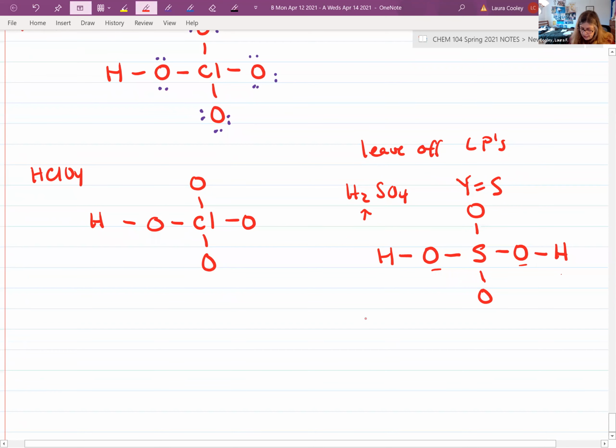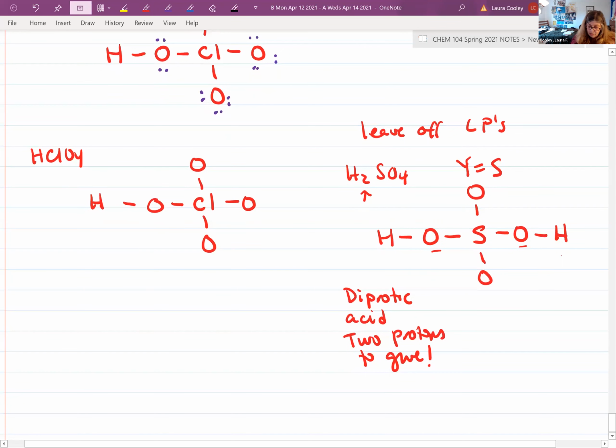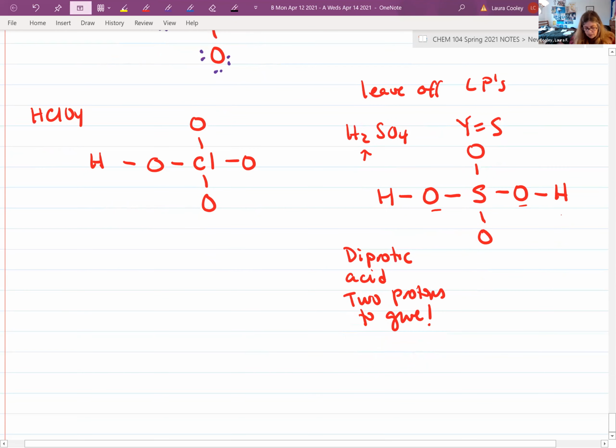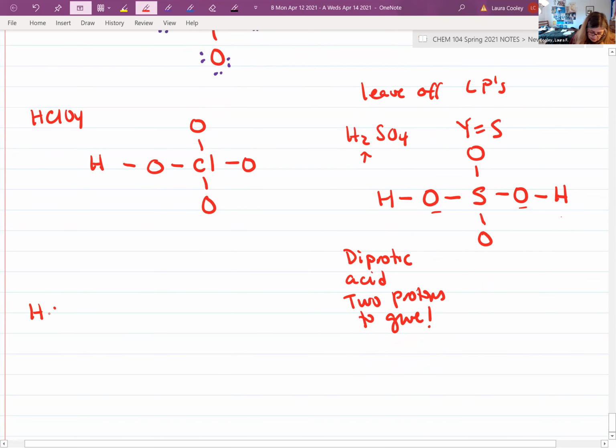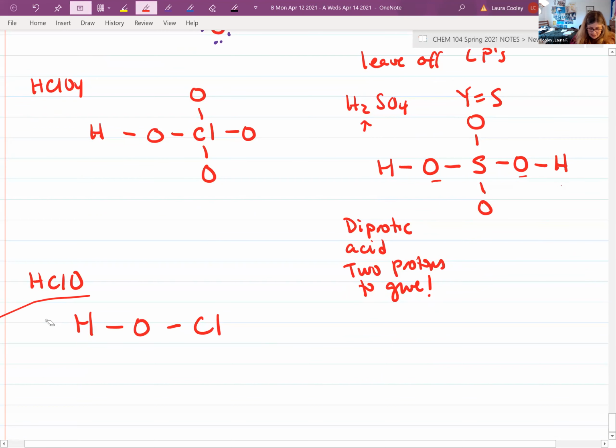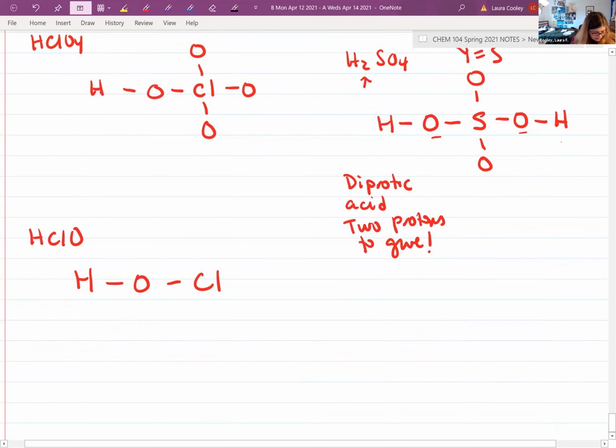Okay, so this is what we call a diprotic acid. It means it has 2 protons to give. Okay, so that is the structure of H2SO4. These are strong acids, so, you know, why? Well, I'll explain that in a minute. Here's another example of an oxo acid, HOCl. Notice that the formula is written as HClO, but that's not the structure. The structure is the H is bonded to O.